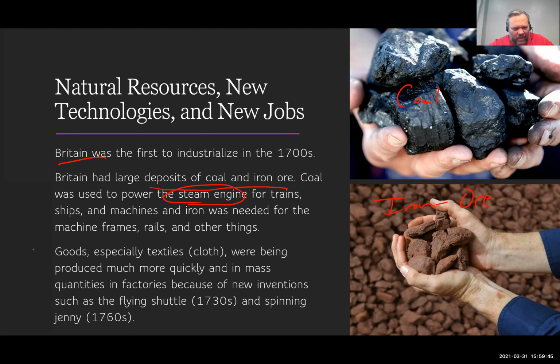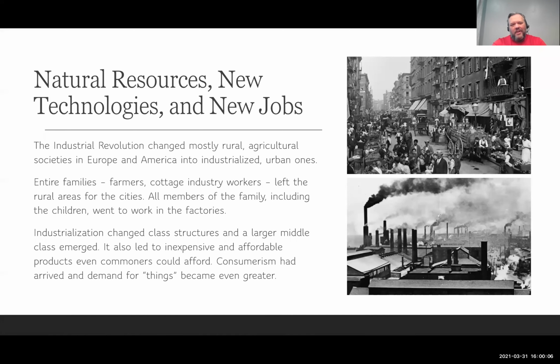And so, also goods, especially textiles, were being produced much more quickly in mass quantities in factories because of a lot of these new inventions. And so, the availability, and not even so much the availability, but the knowledge now to be able to use these natural resources for their benefit, was a big deal.